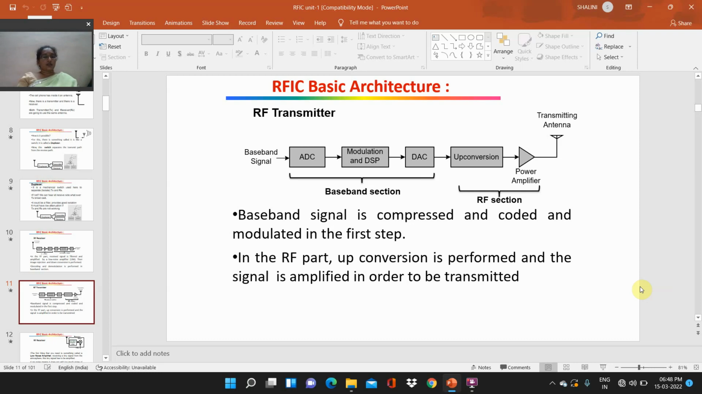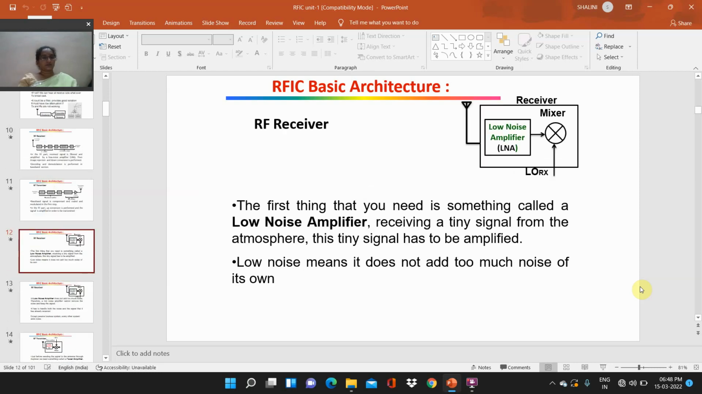Okay, so there are two sections, one is the baseband section, another one is the RF section. The baseband signal is compressed, coded and modulated in the first step. In the RF part, up conversion is performed and the signal is amplified in order to be transmitted.